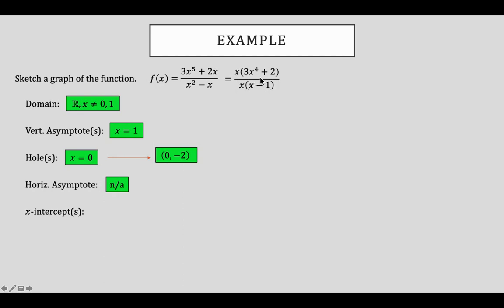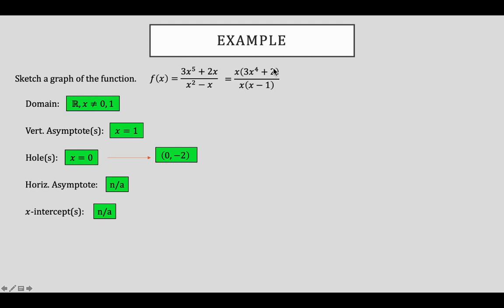And if we look at this factor right here, 3x to the fourth plus 2, is this ever going to equal 0? Well, what happens if you plug in any number and raise it to the fourth power? It doesn't matter if it's positive or negative, it's always going to give you a positive output here. And if I'm adding something to that, I'm still going to get a positive. So this factor will never equal 0. Therefore, this graph has no x-intercepts. It never crosses the x-axis.